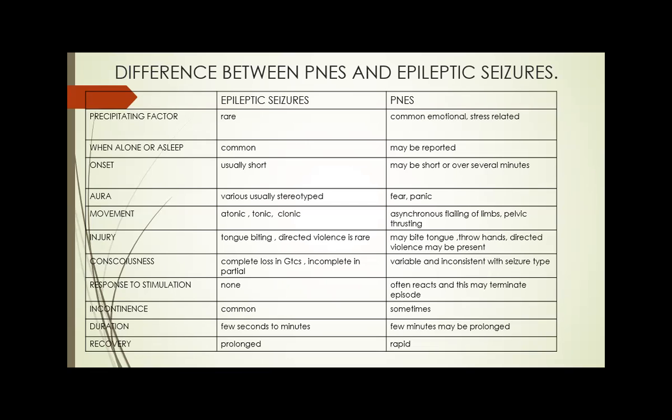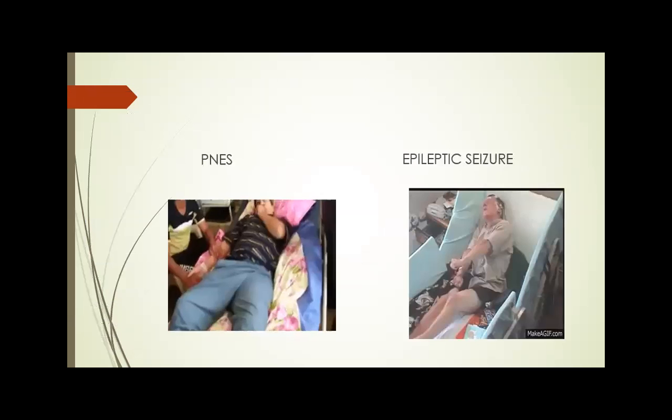Urinary incontinence is common in epileptic seizures, but it may be rarely seen in PNES. Duration is a few seconds to minutes in epileptic seizures, and it may be a few minutes and may be prolonged in PNES. Recovery is prolonged in epileptic seizures, as there is what we call the post-ictal period. But in PNES, recovery is rapid and post-ictal symptoms are rarely seen.